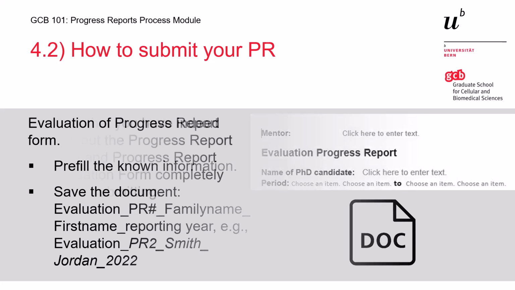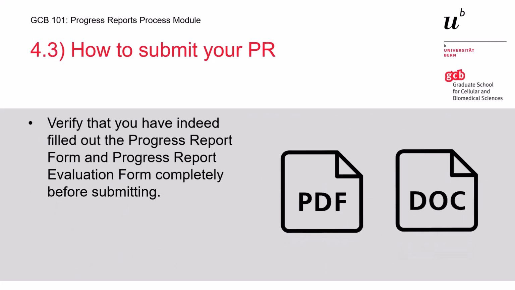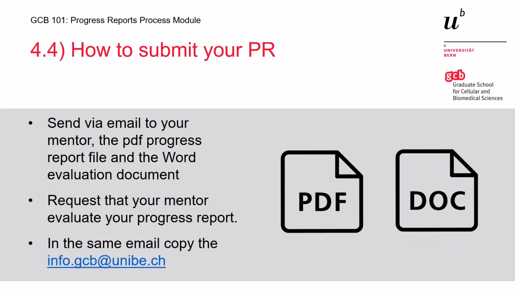Number 3. Verify that you have indeed filled out the progress report form and progress report evaluation form completely before submitting. Number 4. Send the progress report, the PDF progress report file, and the Word evaluation document via email to your mentor. Request that your mentor evaluate your progress report and email that evaluation to the GCB coordinator at the following email address.